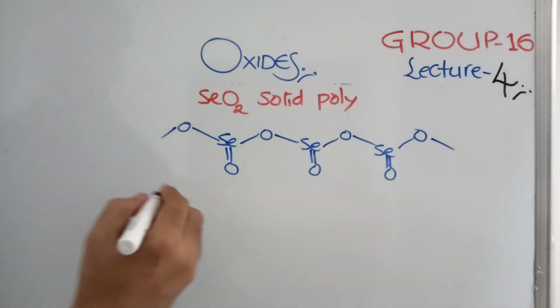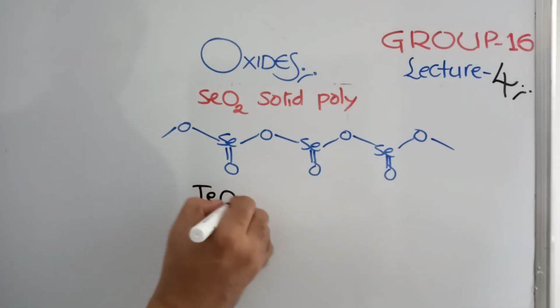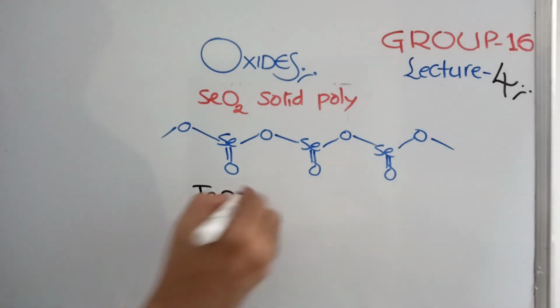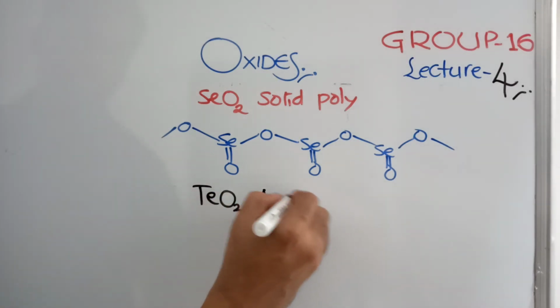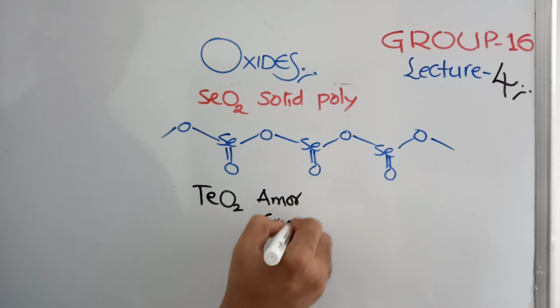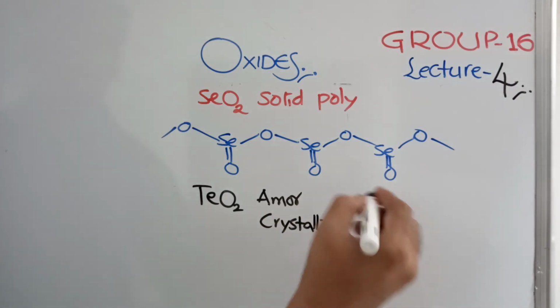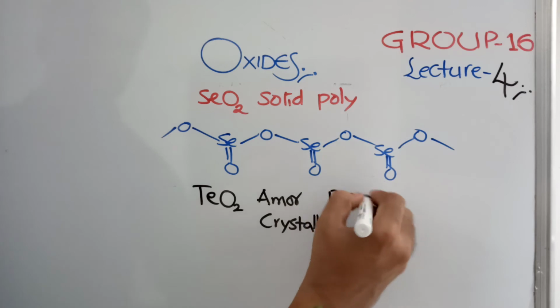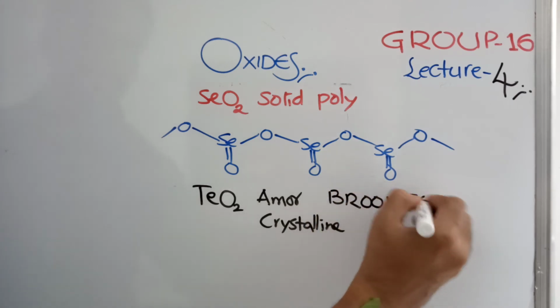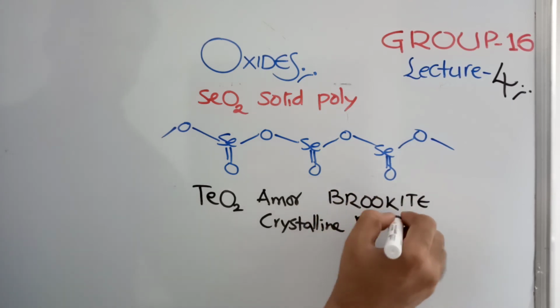Tellurium dioxide has 2 types of structures. It may be amorphous or crystalline. The amorphous form is called brookite and the crystalline form is called rutile.